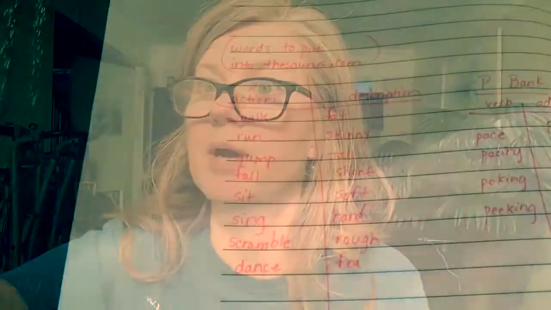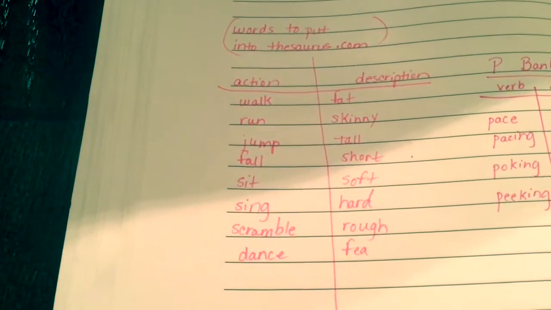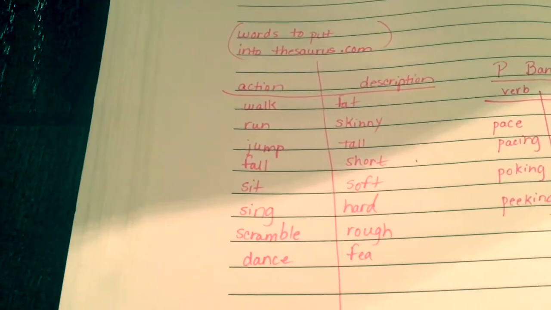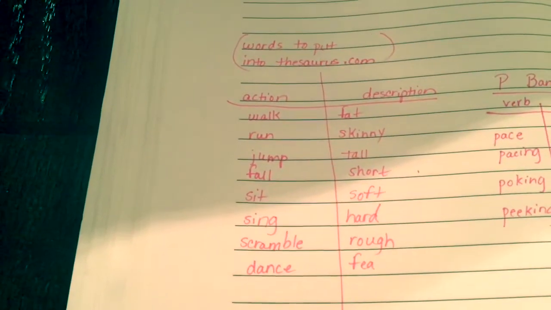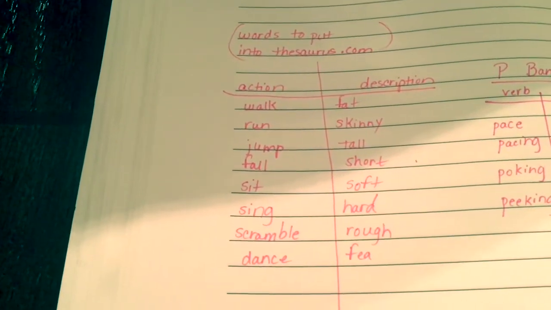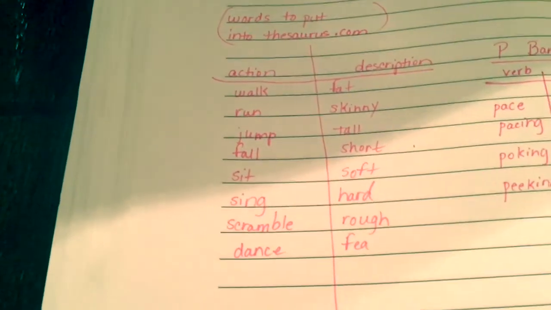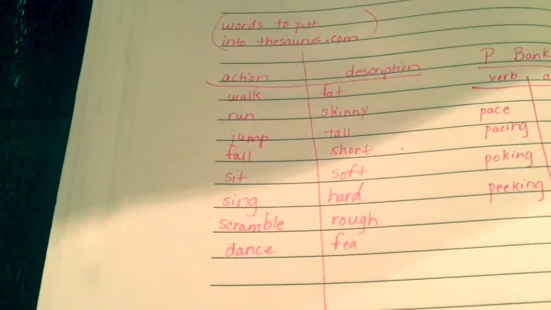So what I wanted to do first is I wanted to come up with words that meant certain things. So I wanted to have a column of action words and a column of description words, okay? Let me flip the video around and show you what I'm talking about. I know I'm going to use action or verbs and descriptions or adjectives to come up with words to put in my poem. So the pig could be walking, running, jumping, falling, sitting, singing, scrambling, or dancing. So those are the brainstorming ideas that I put down for action.